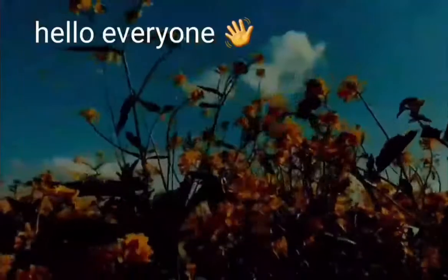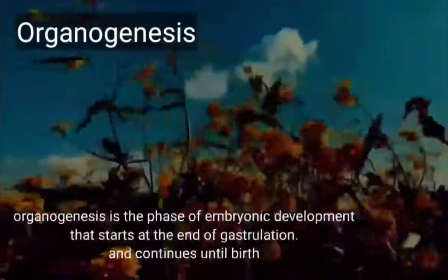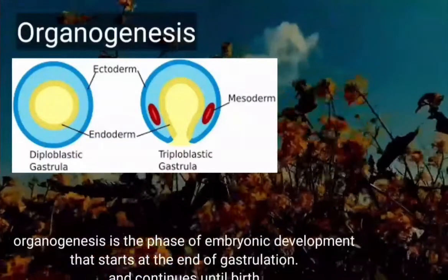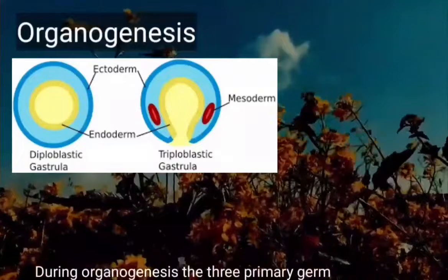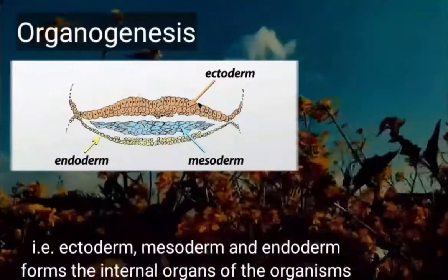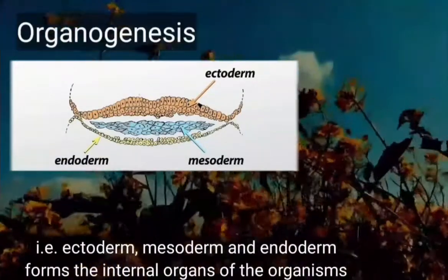In this video session, we'll be talking about organogenesis. Organogenesis is the phase of embryonic development that starts at the end of gastrulation and continues until birth. During organogenesis, the three primary germ layers which are formed from gastrulation, that is ectoderm, endoderm and mesoderm, form the internal organs of the organism.